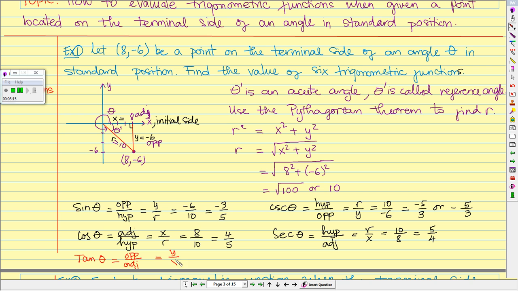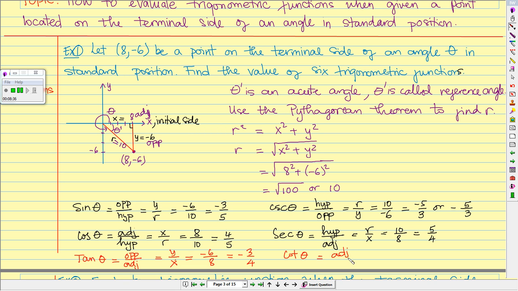Opposite is y. Adjacent is x. Your opposite, your y, is negative 6. Your adjacent, x, is 8. Reduce your fraction, so that will give you negative 3 over 4. So the reciprocal of tangent will be cotangent.